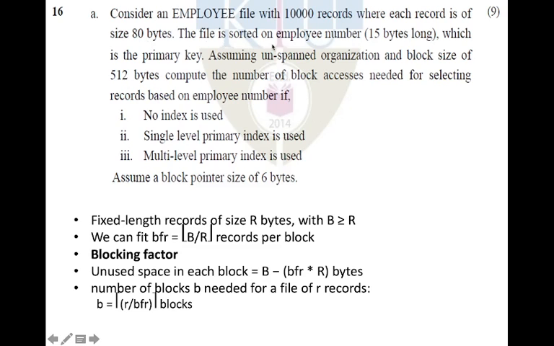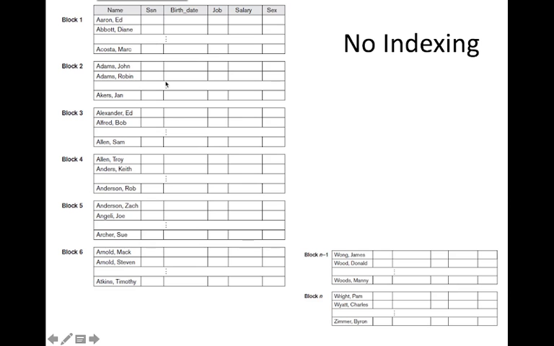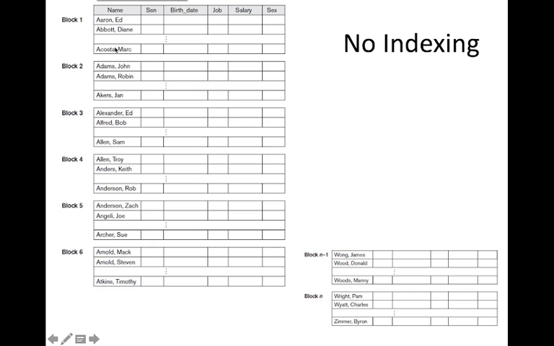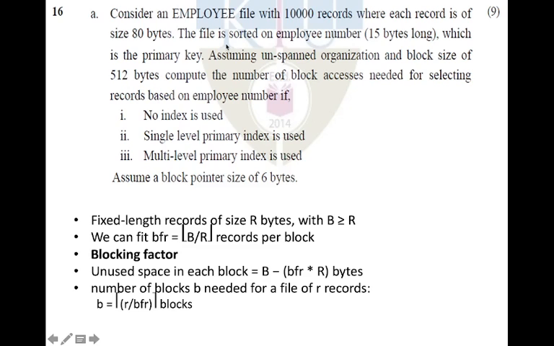Then the file is sorted. It is sorted something like this. The file is sorted on employee number. Here we have sorted based on name, so it is sorted based on SSN. So the file is sorted on employee number, and the employee number is 15 bytes long, and it is a primary key.